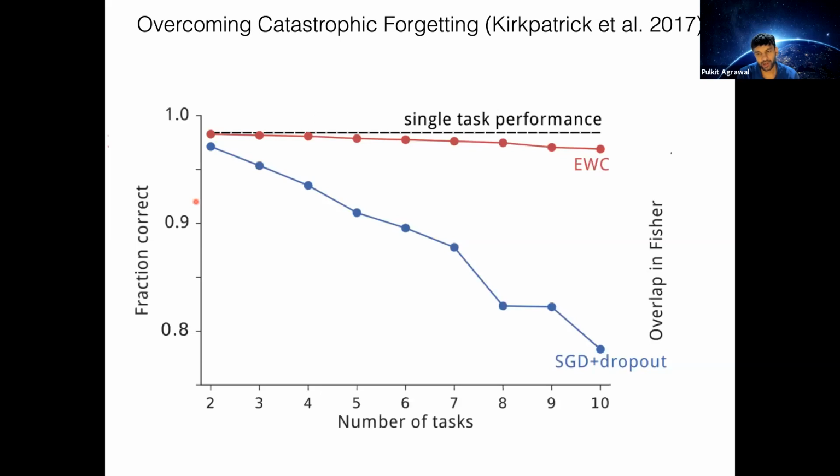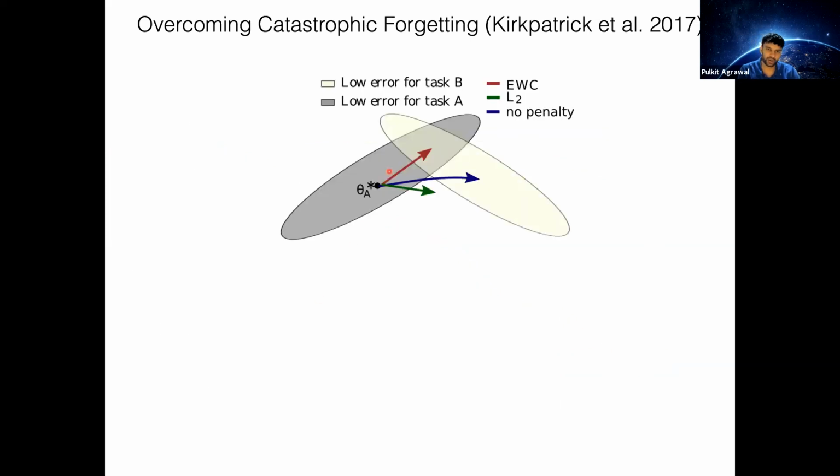And we can go and look at the performance. If you look at the performance on the y-axis, and the number of tasks, if you just do SGD plus some kind of regularization, the performance really drops down. Versus for EWC, the performance is quite good. It's very similar to single task performance, the single task performance if I train for each task from scratch. So what we're able to do is find a way of fine tuning which does not lose information about previous tasks.